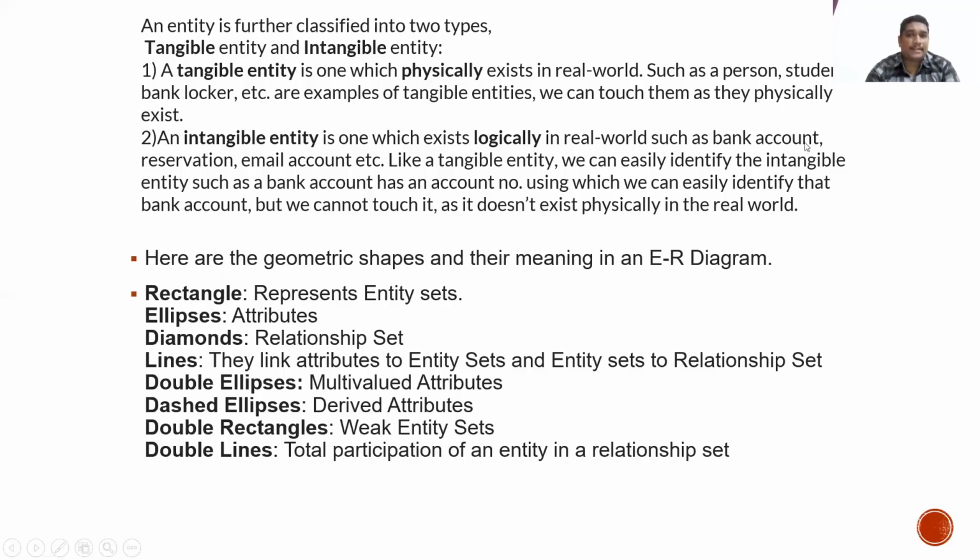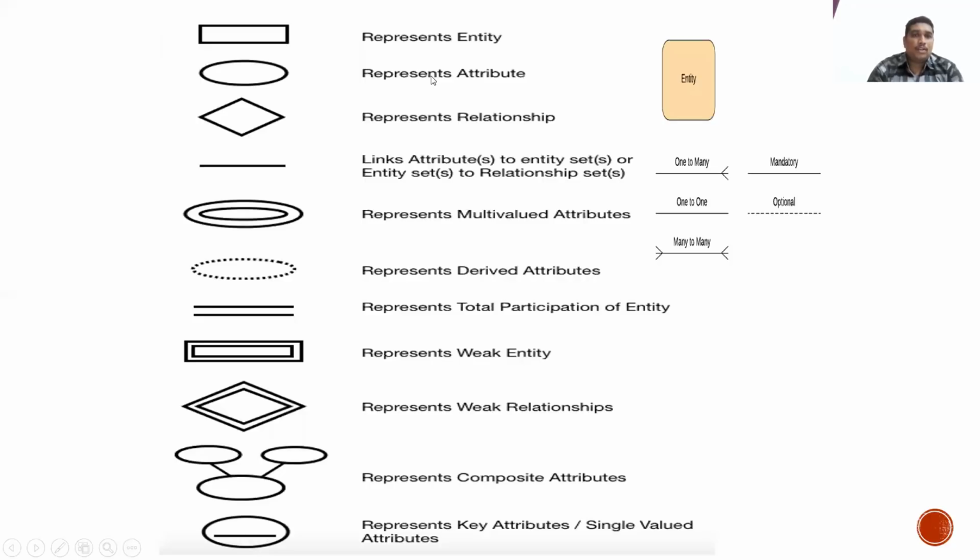Already we discussed this. Here we have a person, we have a bank account. So to design the ER model, we have various shapes and representations, and we will see them all here. An entity is represented by a rectangle. To represent an attribute, we use an ellipse. To represent a relationship, we use a diamond. To link one entity to another entity, we use a line.